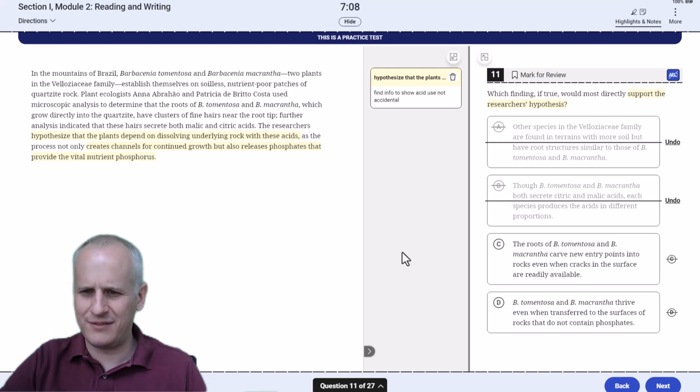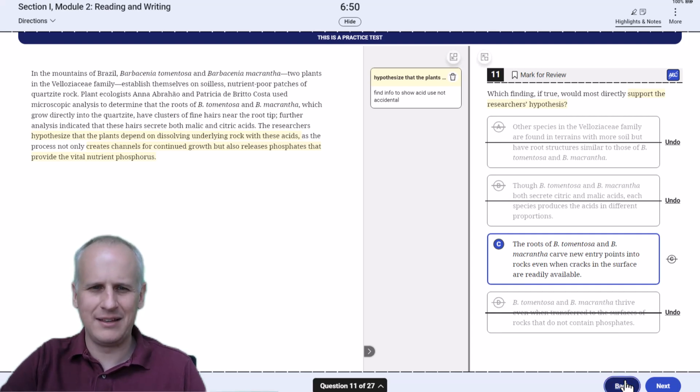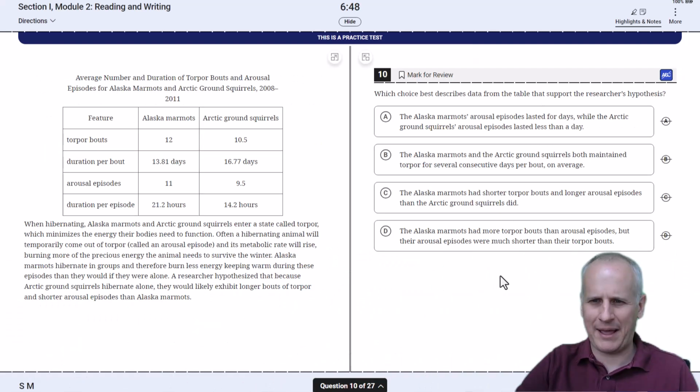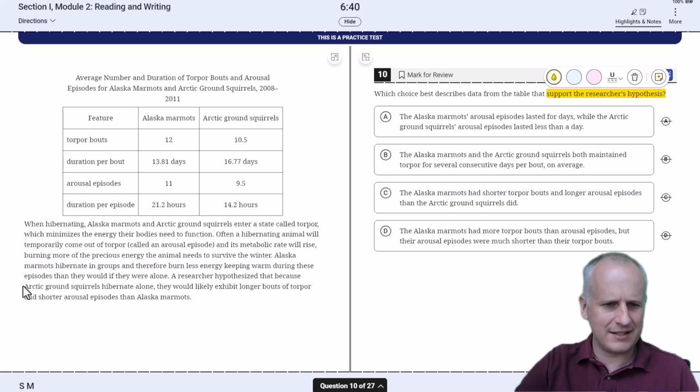Then choice C, the roots of these plants carve new entry points into rocks even when cracks in the surface are readily available. Well, hey, this shows that it happens all the time. So C supports the conclusion. And then choice D, they thrive when transferred to the surfaces of rocks that do not contain phosphates. Well, again, that's going to require additional information, whereas C directly supported the conclusion, and we hit back one more time.